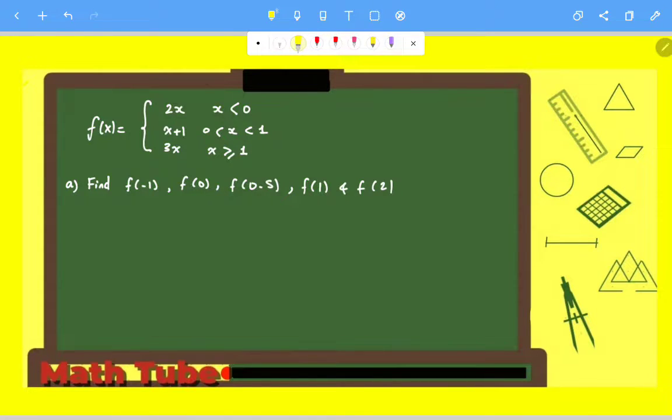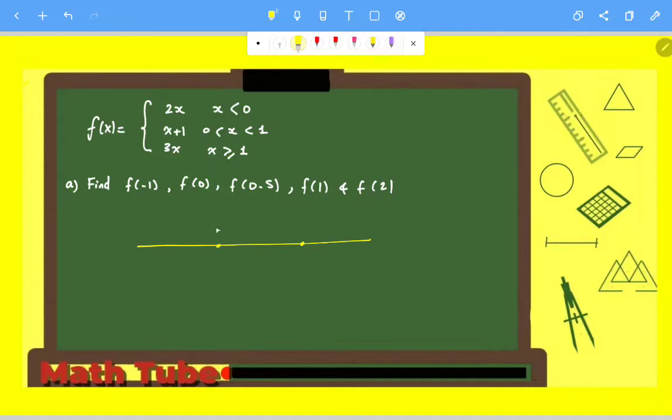In this video I'm going to explain how to find images of a function when the function is given as a piecewise function. So here f of x is given, and as you see we have three definitions for f of x.